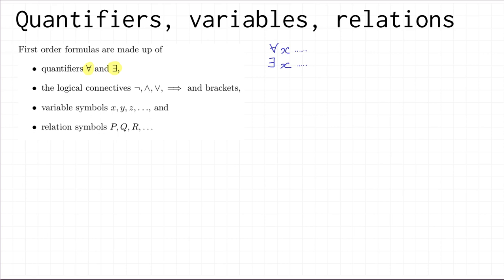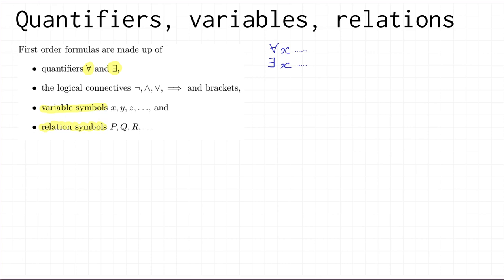Okay, the next ingredient is the logical connectives and the brackets that we've already seen in our study of propositional calculus. Next we have something new, variable symbols. Variable symbols are usually lowercase English letters like x, y, and z, and those correspond to a variable or a parameter in a formula, like the x in there exists a rational number x such that x squared equals 2. Finally, the final ingredient in our first-order formulas are relation symbols. And our relation symbols will always be capital English letters like P or Q and R. So relation symbols represent relations.